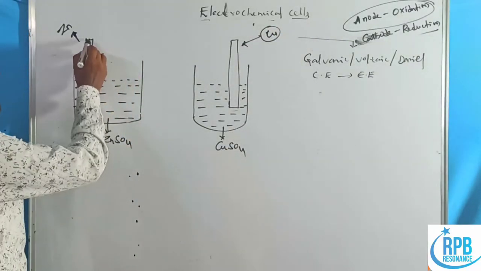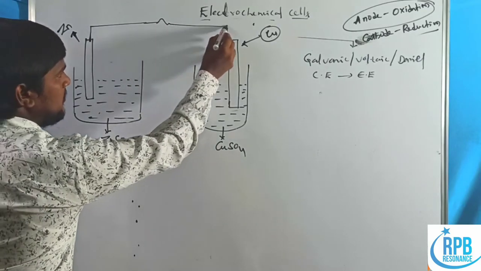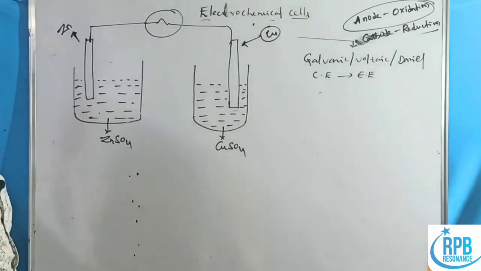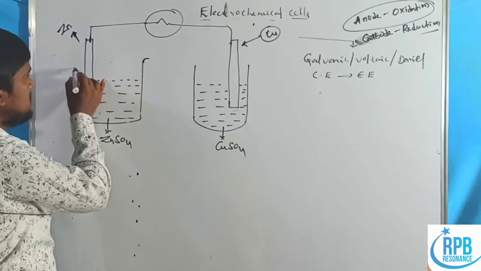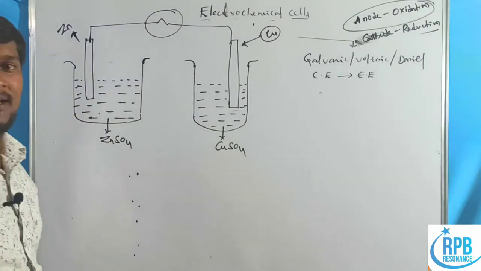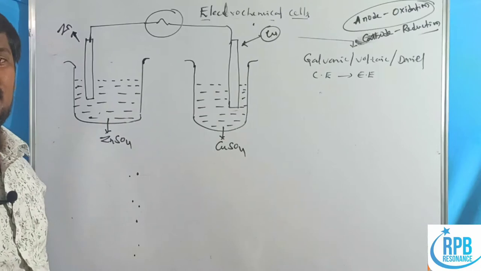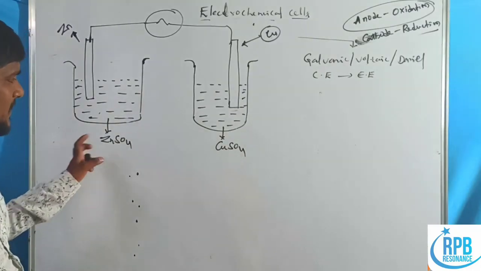These two rods are connected by a wire. This is the simplest representation of a galvanic type of cell or voltaic cell, whatever it may be, either a Daniel cell, all are the same. So here it is the simplest representation.